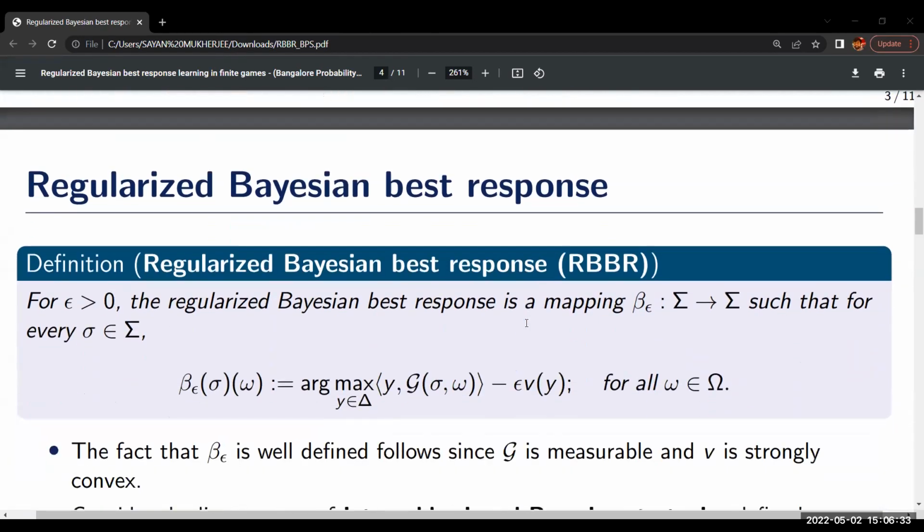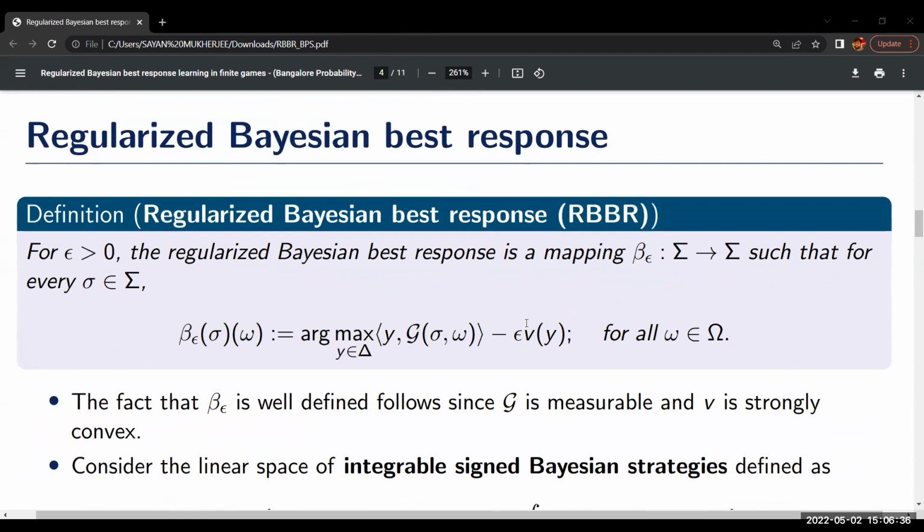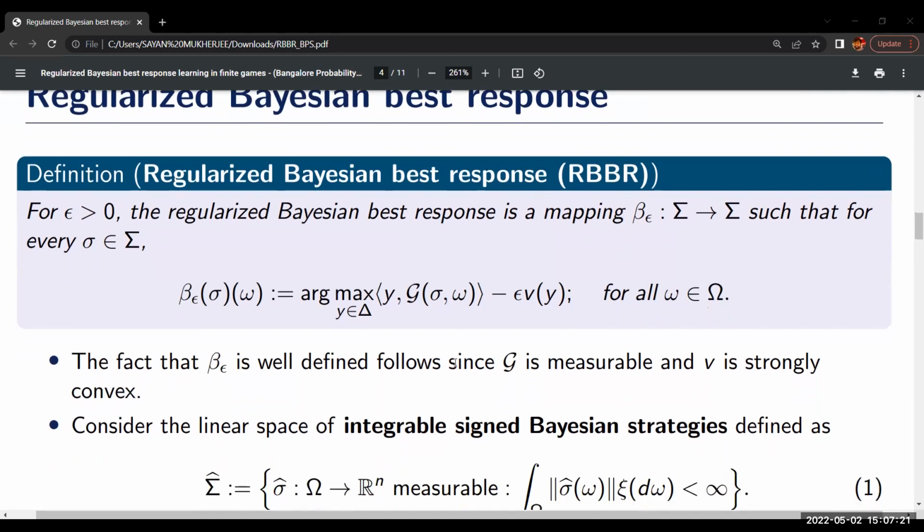Now, with this definition of regularizers, we can define the notion of a regularized Bayesian best response function. So you fix an epsilon and then define a function beta epsilon from sigma to sigma, such that for every sigma, beta epsilon of sigma is the argmax over the perturbed expected payoff. Suppose the population is playing a Bayesian strategy sigma, then a player of type omega will try to maximize his or her expected payoff subject to some small perturbation, which is given by epsilon times v of y. So this is the usual inner product, y inner product with G sigma omega. This is the expected payoff, and you perturb it using the regularizer v of y, multiply epsilon with it to make it small, and then you take the argmax.